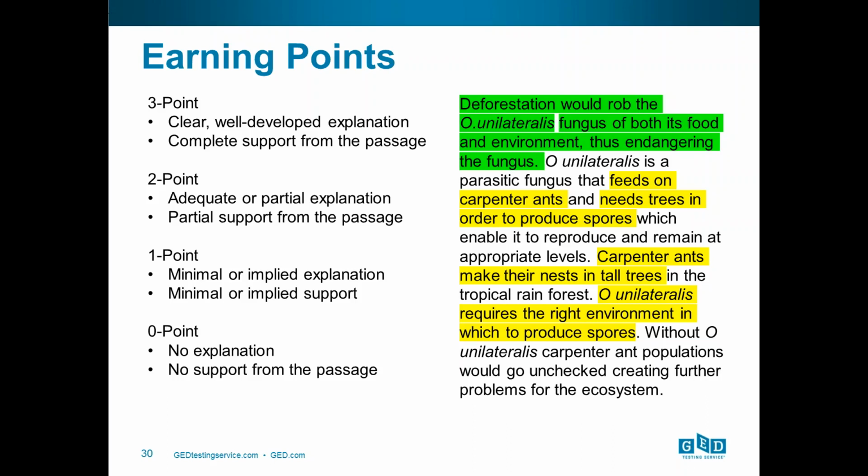Okay, deforestation would rob O. unilateralis fungus of both its food and environment, thus endangering the fungus. Sounds like I got a good explanation there. And then if I look at the things that are highlighted, that's all support from the passage itself. It feeds on the carpenter ants. It needs trees in order to produce spores. The carpenter ants make their nests in tall trees. It requires the right environment. So if I take a look at those, Bonnie, I think that one pretty much goes to the top of the list.